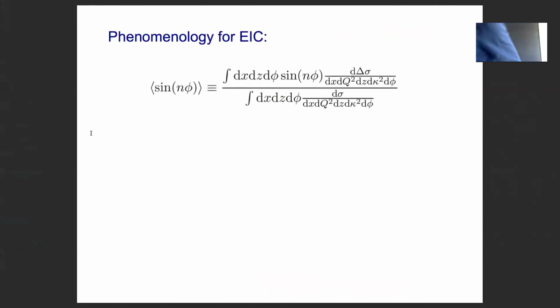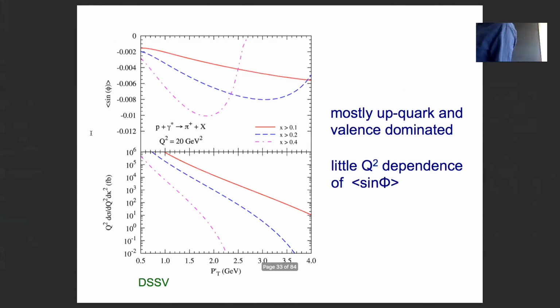The way we do it, we just take a moment of the angular dependence in terms of sine phi or sine 2 phi. Then we average that way and divide by the completely integrated, which is basically the Born processes down here. And so this is what we end up with within the SSV parton distributions. This shows the sine phi modulation. As you can see, it's an order 1% effect at best.